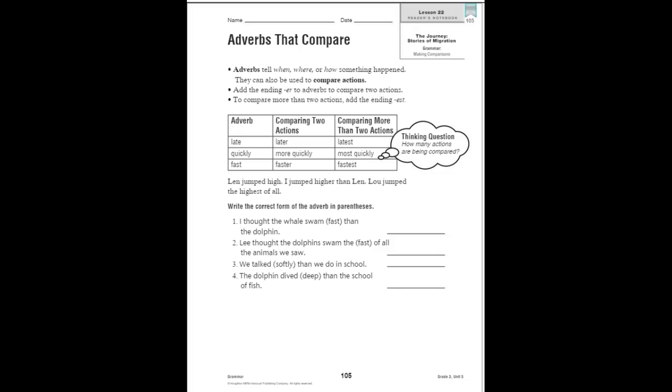Page 105 is where you will get to have more practice with adverbs that compare. You are going to write the correct form of the adverb in parentheses, just like we just did on the projectable, thinking about how many actions are being compared. All right, here is one of the ones that doesn't follow the rules. Quickly, you would put more quickly or most quickly, and you add that word before. Okay, so you're going to go ahead and work through all four. Make sure to have your learning adult check your work when you're done.